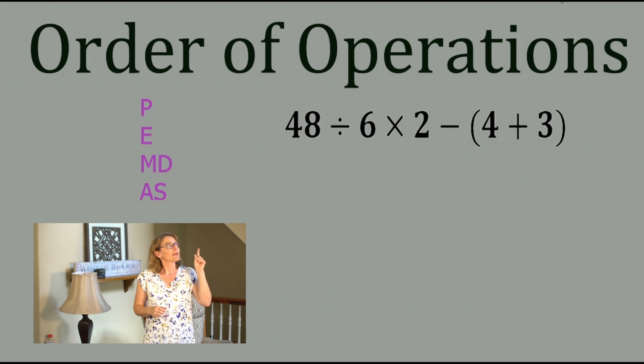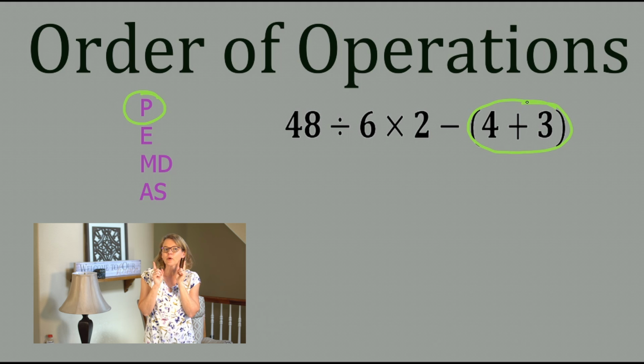Next example, 48 divided by 6 times 2 minus 4 plus 3 in parentheses. PEMDAS to the rescue. Parentheses first, 4 plus 3. Even though addition is the last on the things to do, the parentheses promotes him to the top dog. Circle him and make him a 7. I'll rewrite everything to watch how it simplifies down nicely. 48, 6, 2, and the 7.